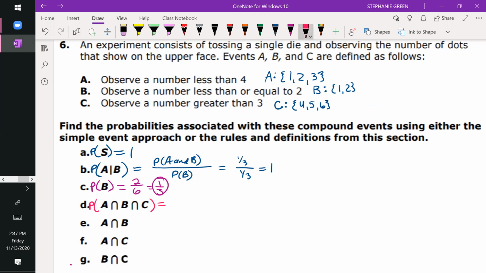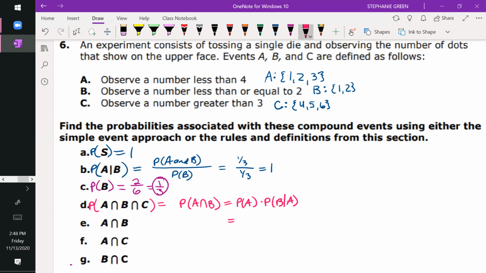And if I were to try to move on and maybe use the equation we had, I should also get 0. Remember, for intersections, we take the probability of the first event and multiply it by the conditional probability of the second. So I would probably break this up and say the probability of A intersect B, and then intersect that one with C. So let's say the probability of A intersect B would be the probability of A times the probability of B given A.